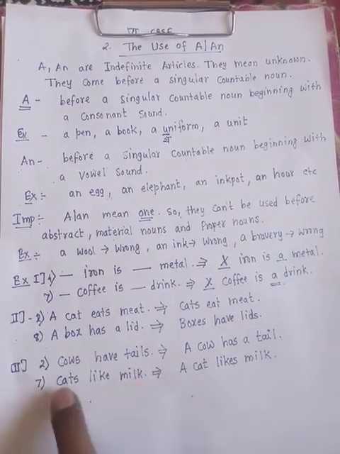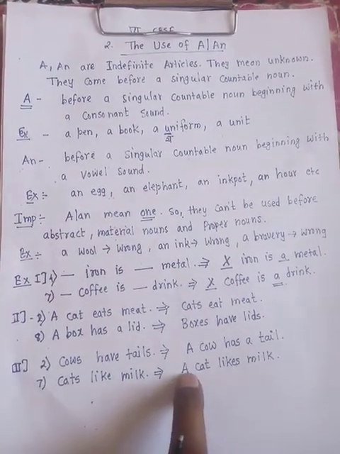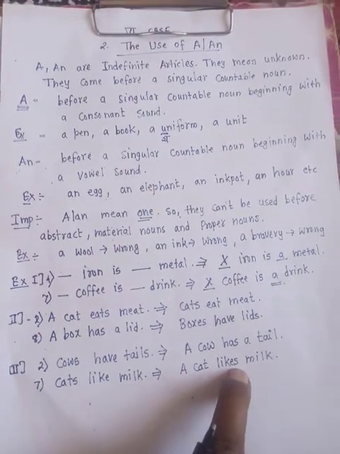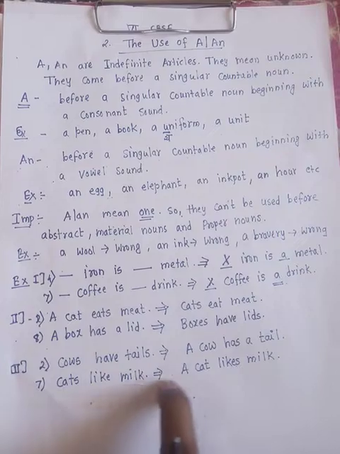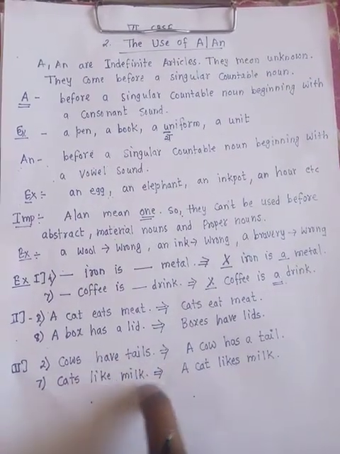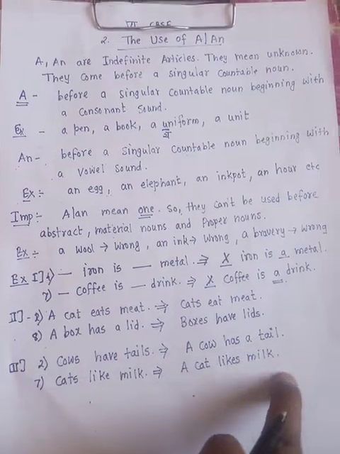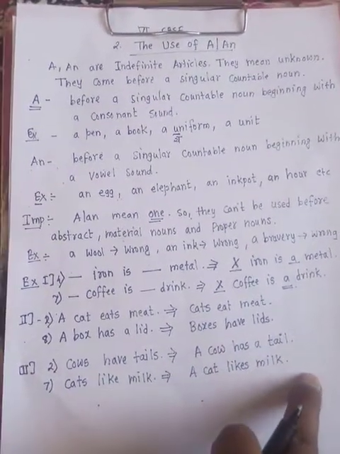Cats like milk. Cats is plural, so a cat singular. S will be added here. A cat likes. Milk is always singular because we cannot count milk in number. So we cannot add s here. A cat likes milk.